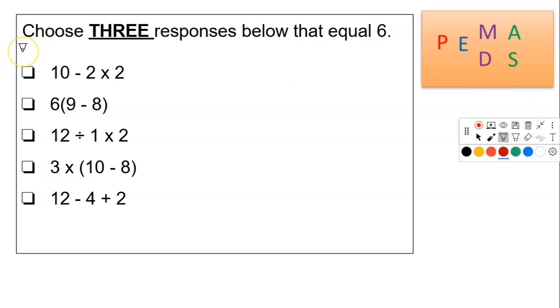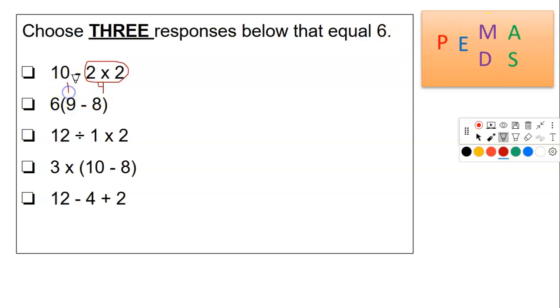This first one, it says choose 3 responses below that equal 6. So 10 minus 2 times 2. Are there any parentheses? No, there's no parentheses. We skip over exponents. Is there any multiplying or dividing? Yes, there is multiplying. So that's going to go first, okay? So 2 times 2 equals 4. Is there any more multiplying or dividing? Nope. Is there any adding or subtracting?